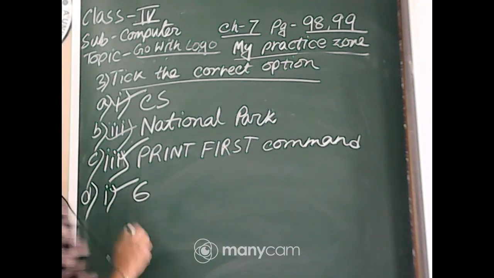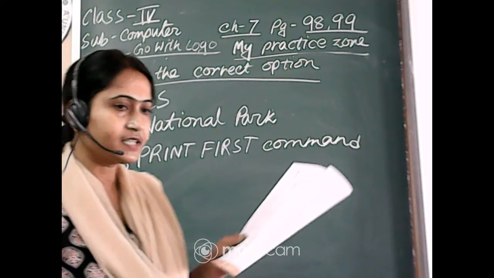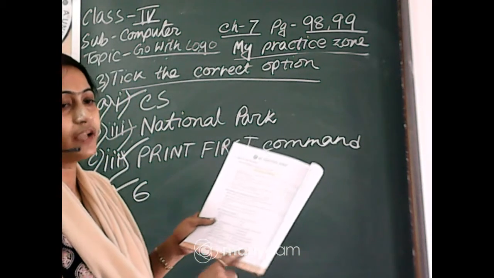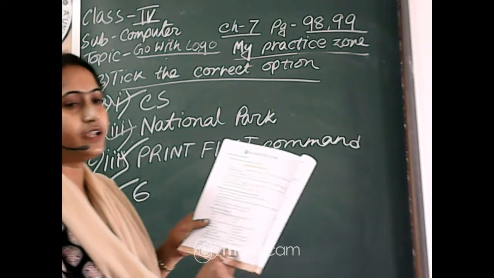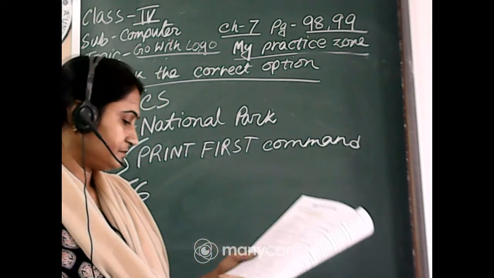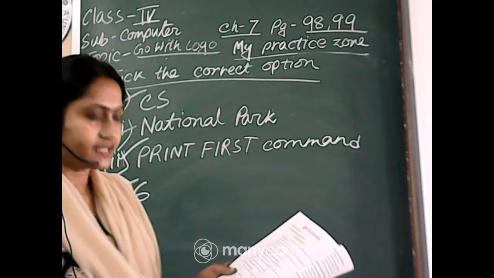Here, between 1 and 5 there should be a gap: 1, then a space, and then 5. Okay, here the gap is not there. This looks like a 15. It's not 15. Here it is 1, then space, then 5. Then the answer will be 6.